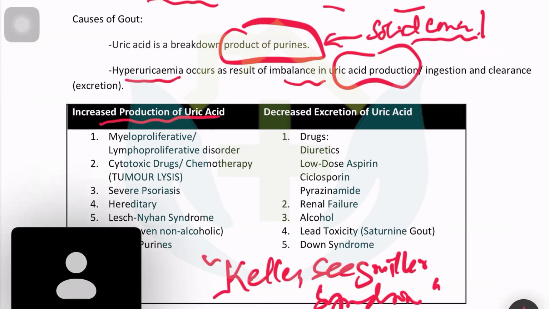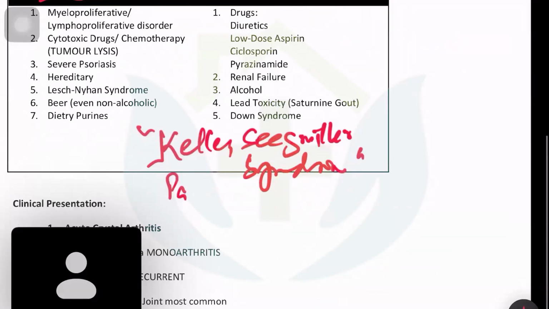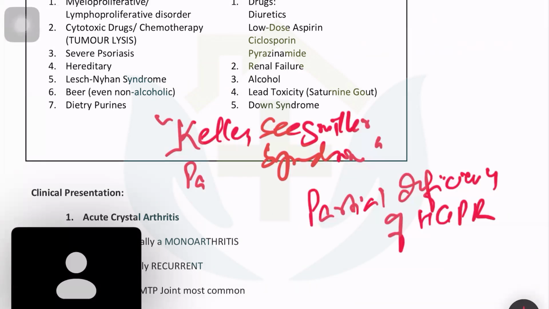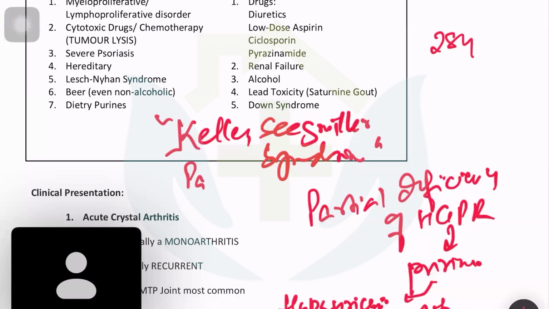Now, there is a partial deficiency of HGPRTase, that is hypoxanthine-guanine phosphoribosyltransferase enzyme. Now, this is involved in the metabolism of purines. This also clinically manifests as hyperuricemia, uricosuria, which is uric acid lost in urine, gout, and urolithiasis. So typically you will have a patient who is like a 28-year-old male.